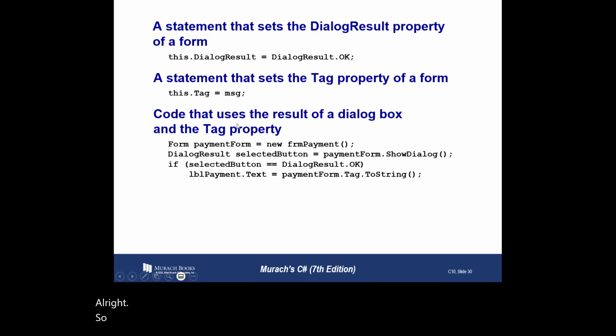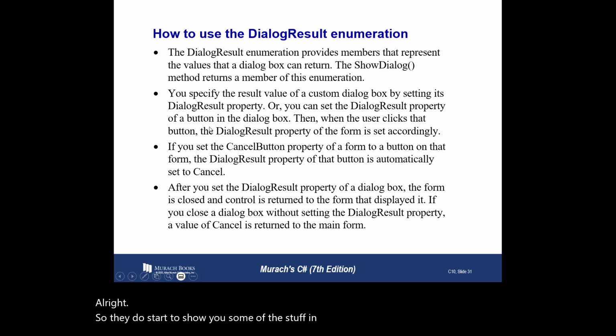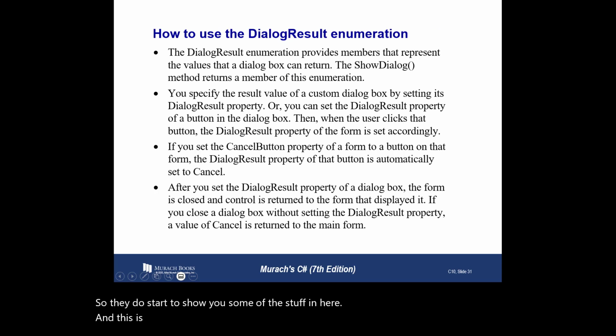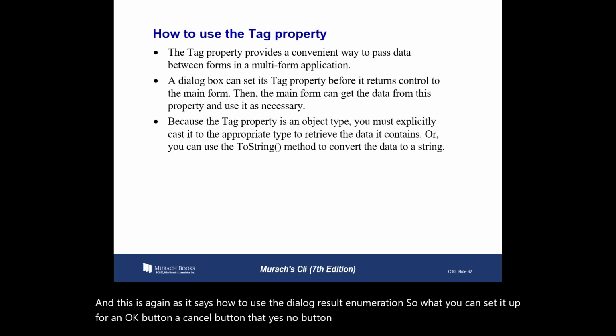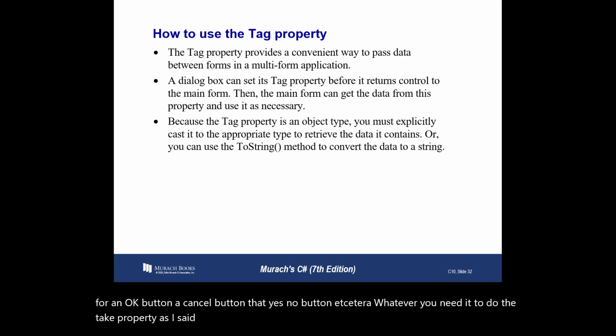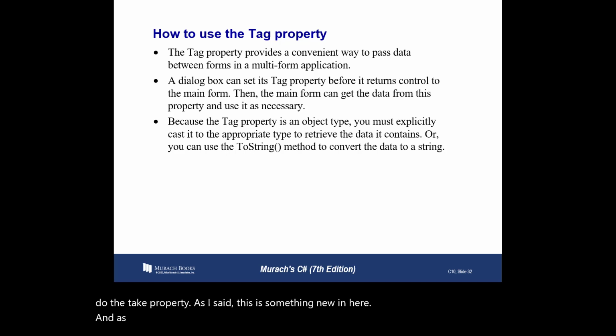So they do start to show you some of the stuff in here. This is, again, how to use the dialog result enumeration. You can set it up for an OK button, a cancel button, a yes, no button, whatever you need it to do. The tag property is something new in here. As they mentioned, it provides a convenient way to pass data between forms. A dialog box can set its tag property, and it says you must explicitly cast it to the appropriate type of data it receives.